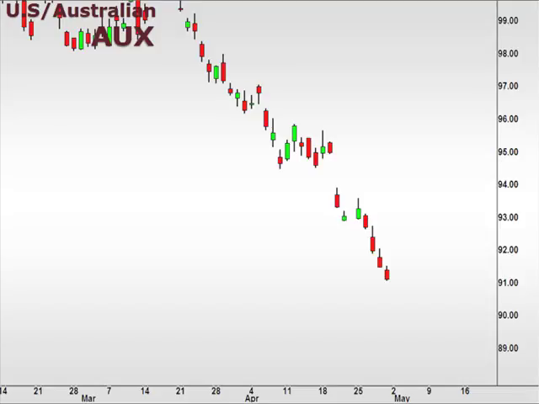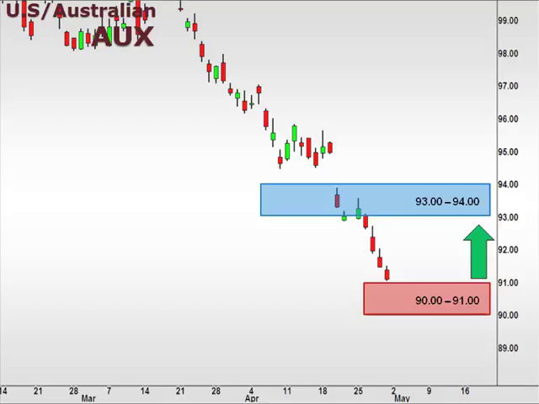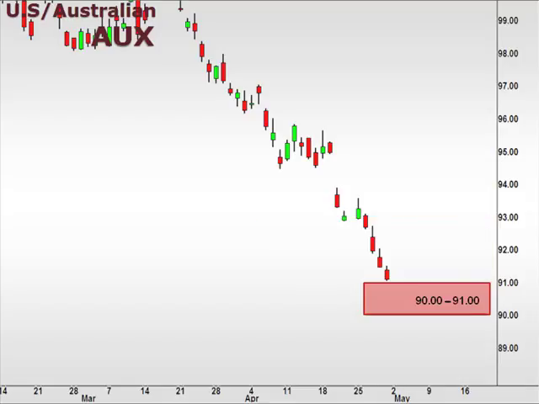Let's take a look at the U.S. dollar versus the Australian dollar as seen here in the ISC FX Options pair value AUX. Well, the AUX continues to free fall. However, we are currently seeing a test of a likely support level at 90-91. A bounce here could retrace as high as 93-94.